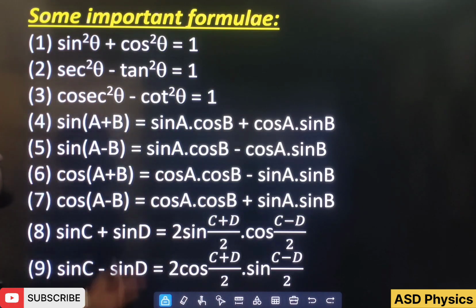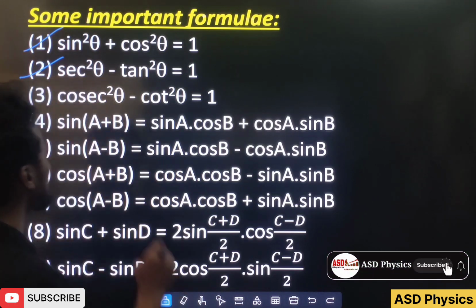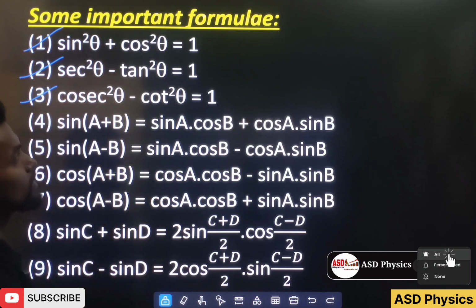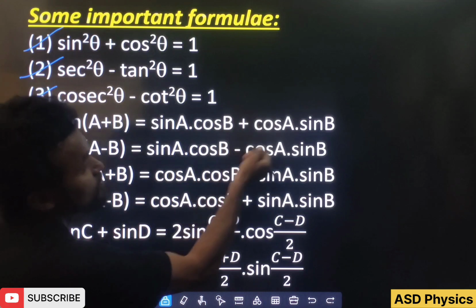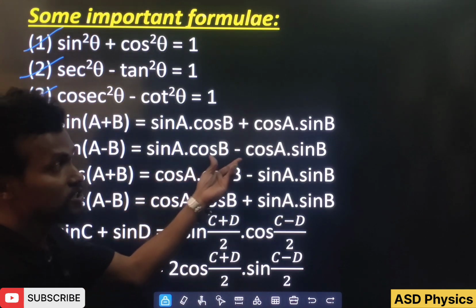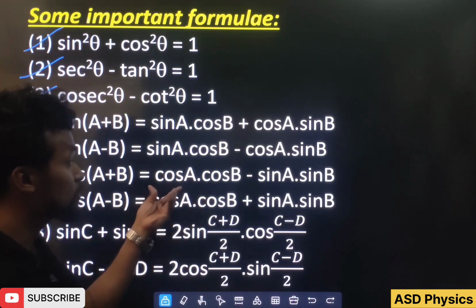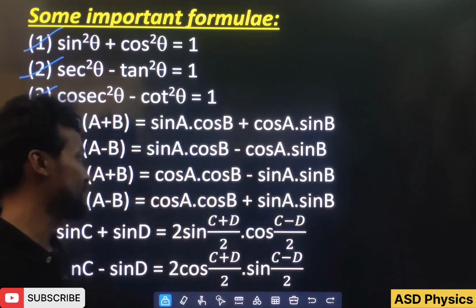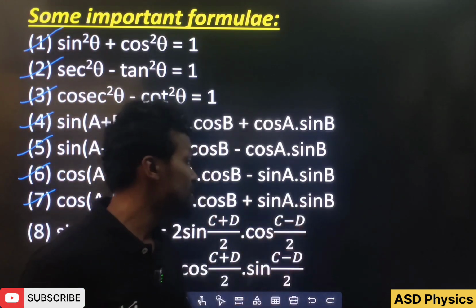Now students, see again some important formulas. First one, sin square theta plus cos square theta equal to 1. Sec square theta minus tan square theta equal to 1. Cosec square theta minus cot square theta equal to 1. Next one, sin A plus B means sin A cos B plus cos A sin B. Sin A minus B means sin A cos B minus cos A sin B. Cos A plus B, very careful, is cos A cos B minus sin A sin B. Similarly, cos A minus B means cos A cos B plus sin A sin B.